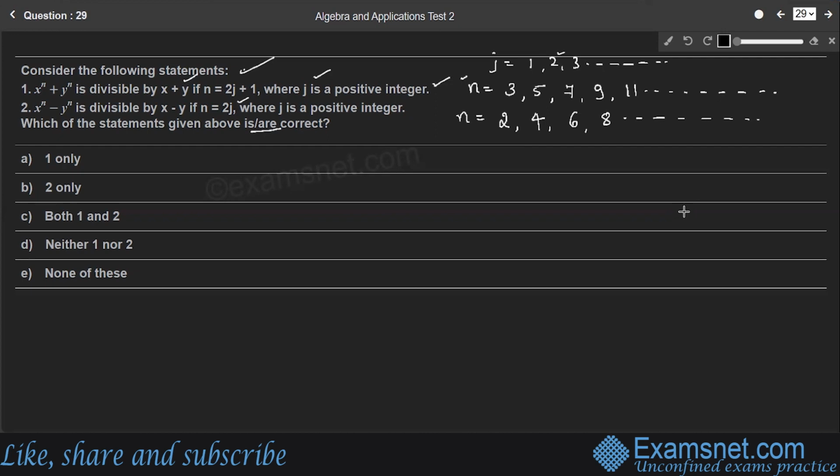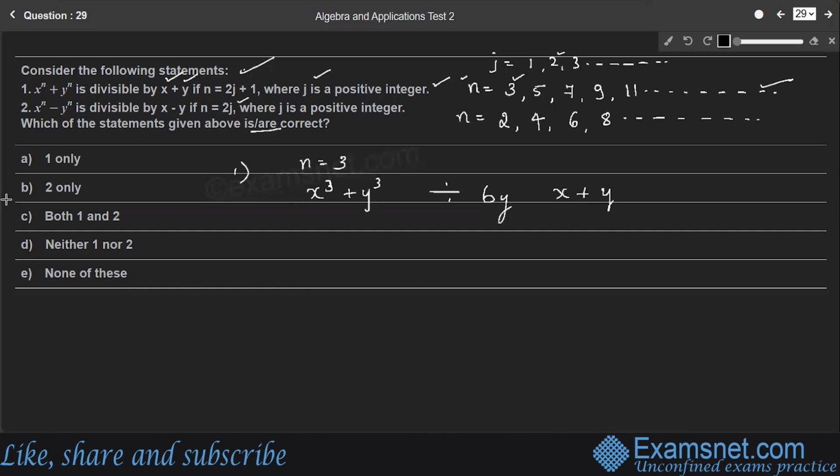So here the first statement says x raised to n plus y raised to n is divisible by x plus y, right? Here the possible values of n are 3, 5, 7, 9, and it continues. So for example, n is equal to 3. X raised to n plus y raised to n becomes x raised to 3 plus y raised to 3. Is this divisible by x plus y? Is this statement correct or not?